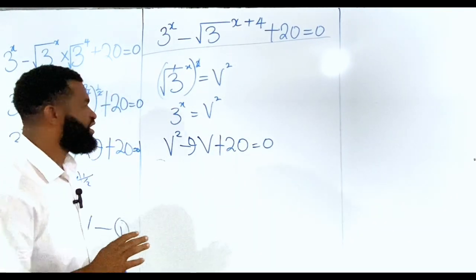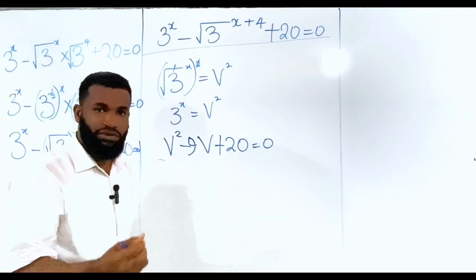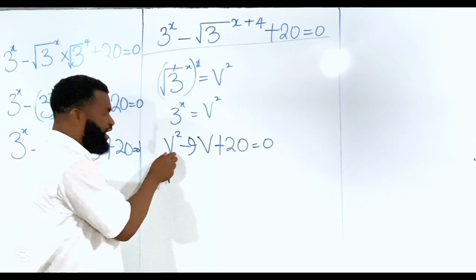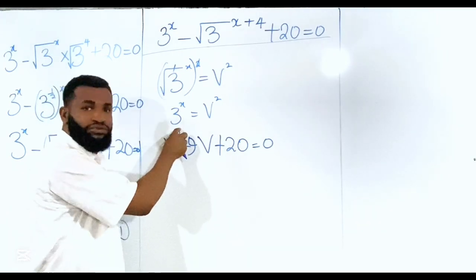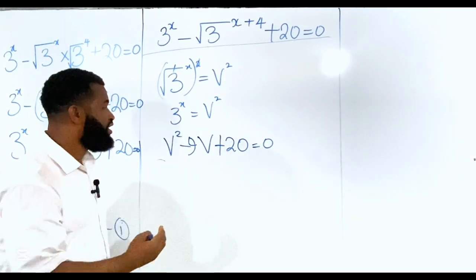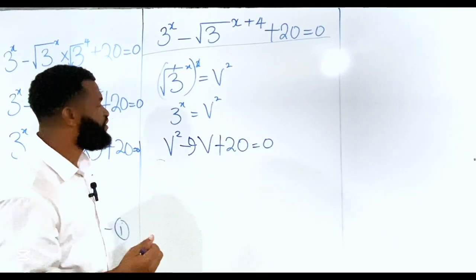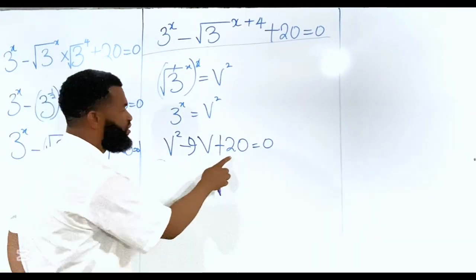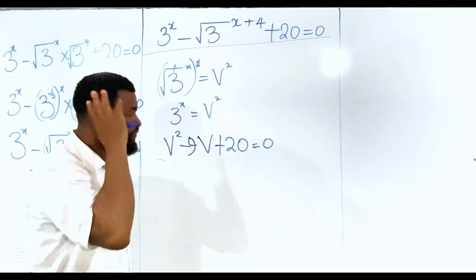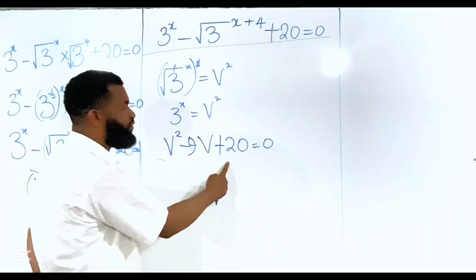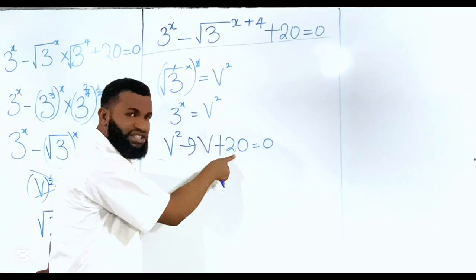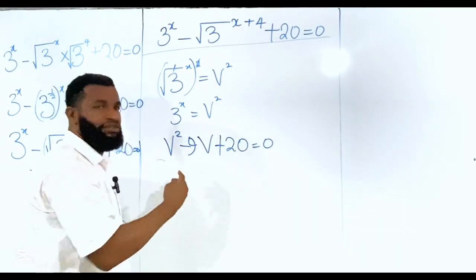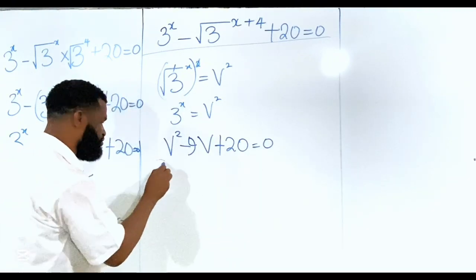So you see at this point now, I have a simple quadratic equation. Why do I know I have a quadratic equation? Because the value of V has a highest power of 2. So for that reason, I'm going to factorize this. To factorize this, I'm going to use minus 5 and minus 4, because minus 5 times minus 4 gives me plus 20 when I multiply them, and minus 4 plus minus 5 gives me minus 9 when I sum them. So I'm going to do it this way.